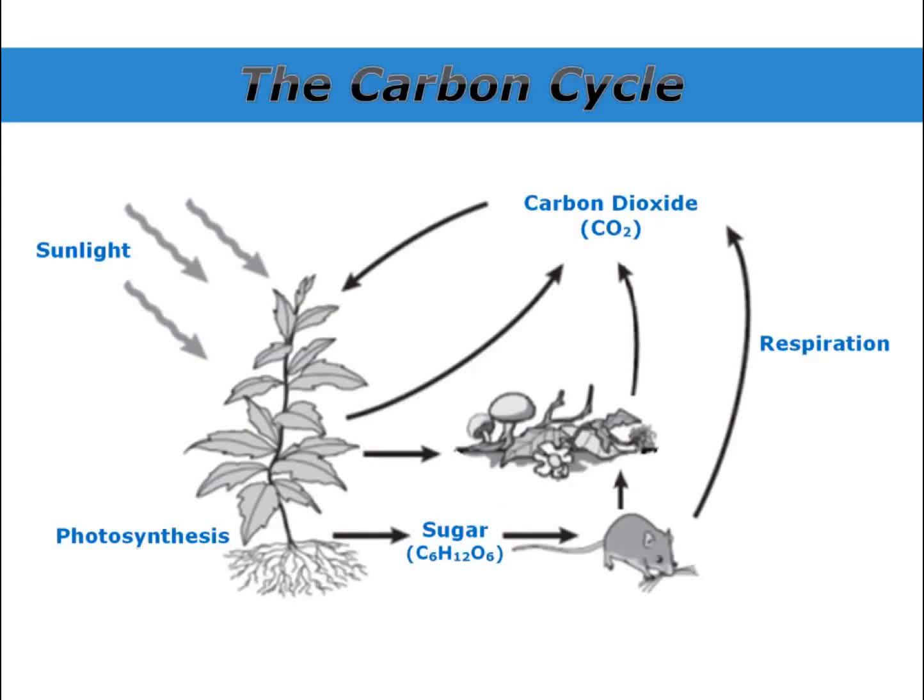The carbon cycle describes the process of carbon cycling through an ecosystem between organic compounds, like sugars, and the carbon dioxide gas that's found in the atmosphere. In order to understand how the carbon cycle works, you must understand the processes of photosynthesis and respiration. You also need to understand the role that producers, consumers, and decomposers all play within the carbon cycle.